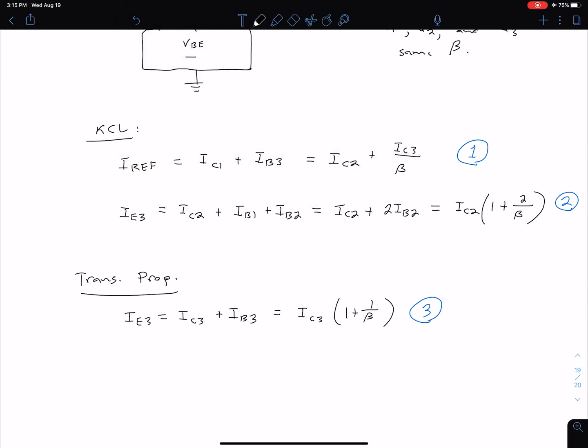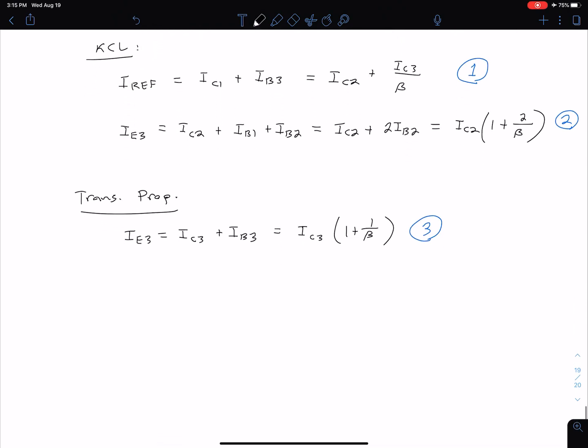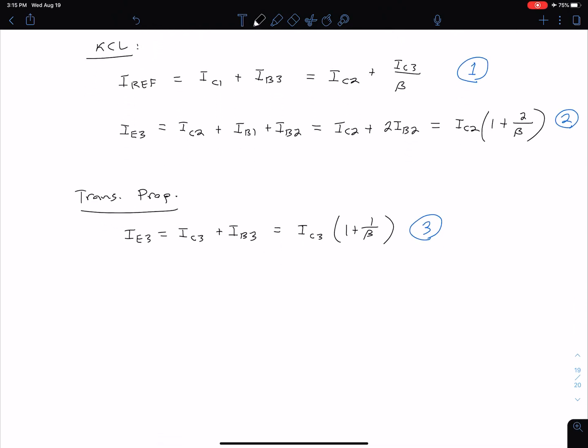Okay, so now what we're going to do is let's start. So we have all the information here we need. We just need to rearrange it to relate our IREF and our IC3, which remember is our I out. So we're actually going to start by rearranging this equation 2. So let's rearrange this equation 2 to solve for IC2. So we can say IC2 is equal to IE3 divided by the quantity 1 plus 2 over beta.